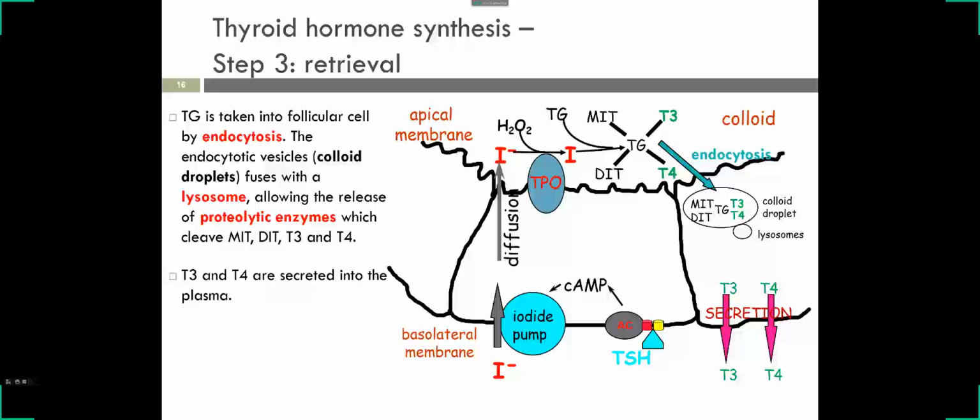Okay, so we've got to get our thyroglobulin across. To do that, we have endocytosis. From endosomes to lysosomes, the pH change activates the enzymes. You get peptide cleavage of T3 and T4, and these can now move across the membrane into the bloodstream.